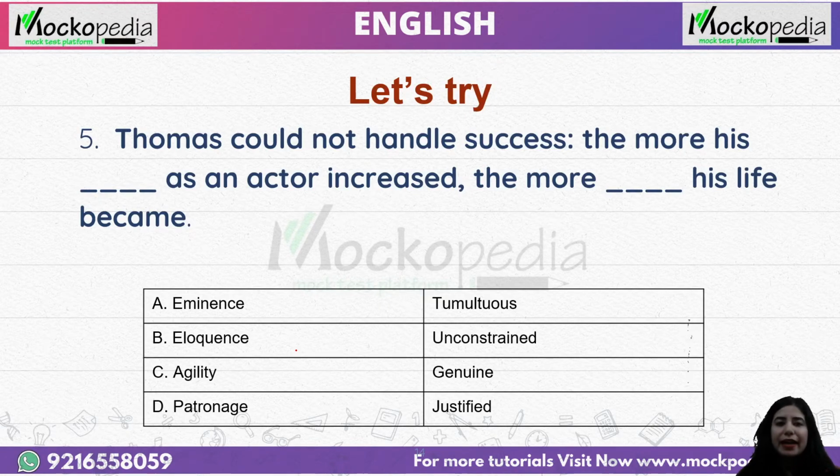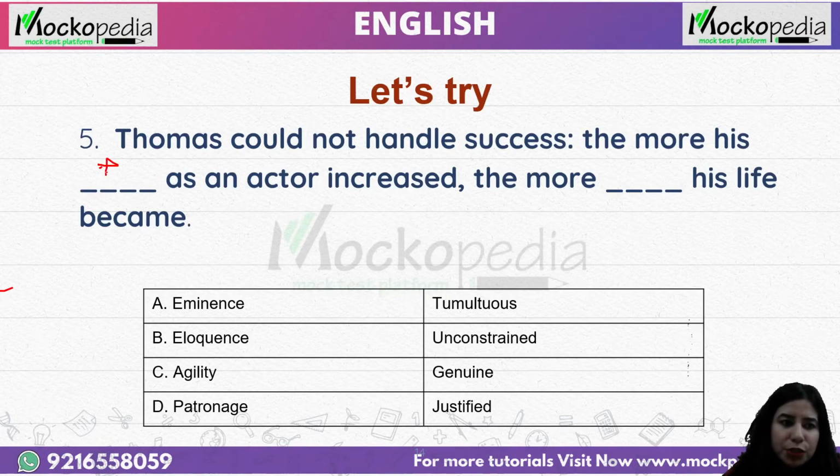Thomas could not handle success. The more dash as an actor increased, the more dash his life became. So what are we talking about? We are talking about Thomas. So what is the additional information, that he could not handle success? So something is increasing. So his reputation as an actor increased. The more dash his life became. So, troublesome because he could not handle success, right?